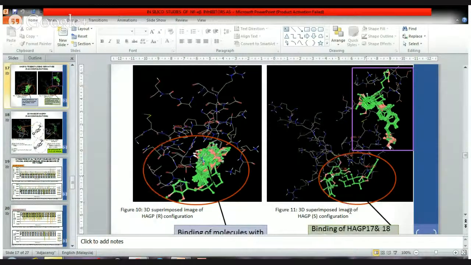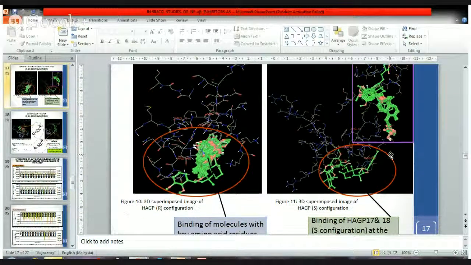But for the S configuration, most of the HEGP and its benzylidene derivatives were found to bind outside of the binding pocket of the target, meaning they don't bind with the key amino acid residues, but instead bind with other amino acid residues. The exceptions are HEGP 17 and 18, which bind to the binding pocket of the target and interact with tyrosine 36 and arginine 187.